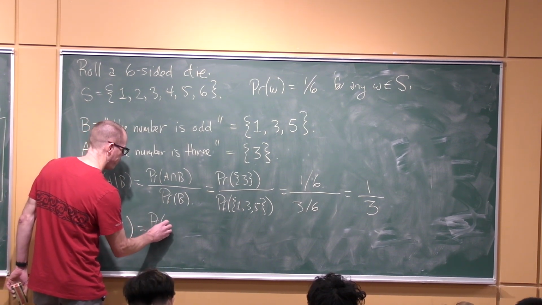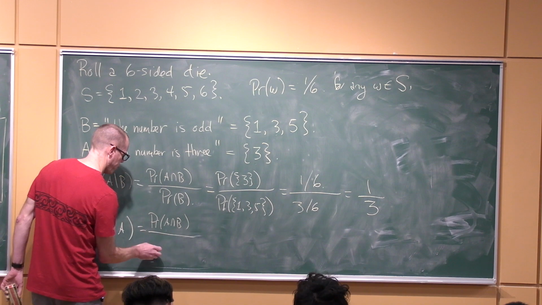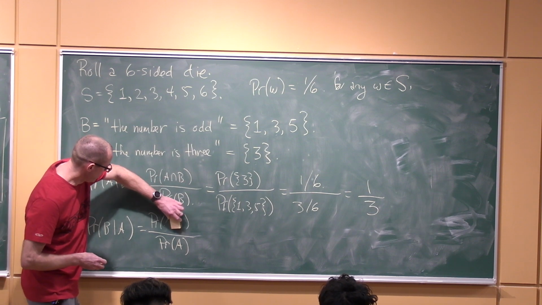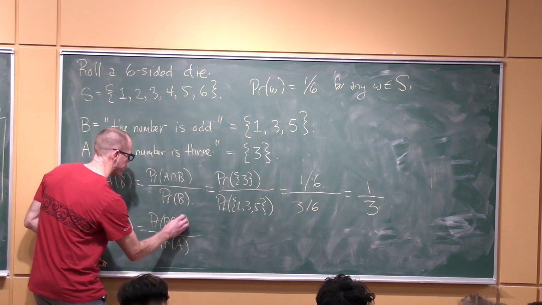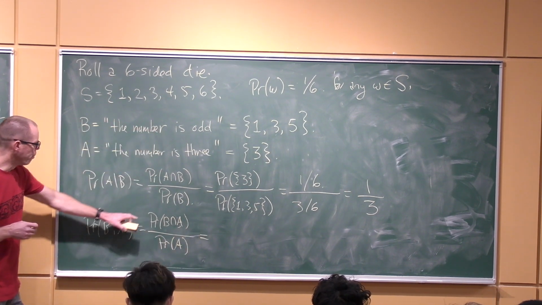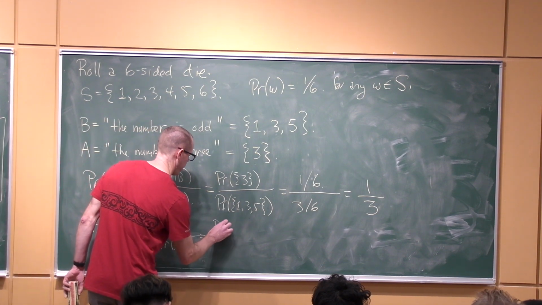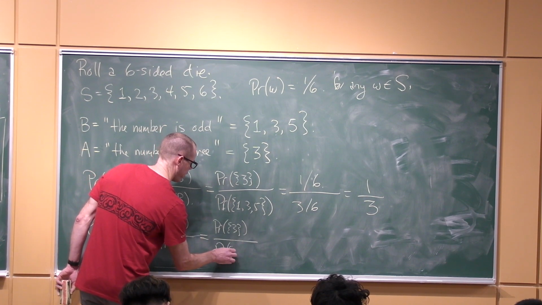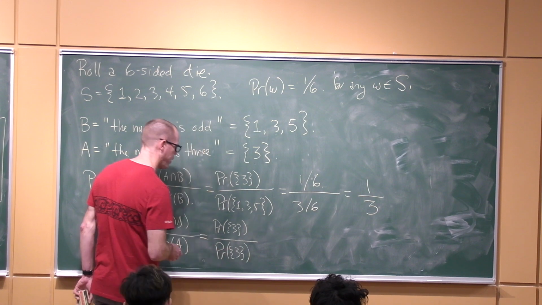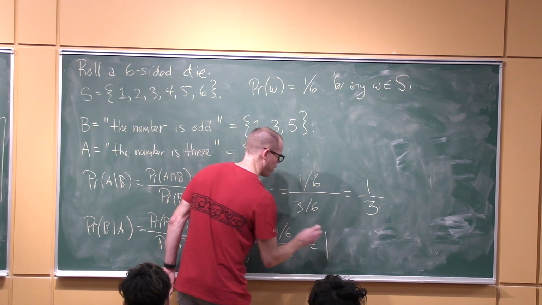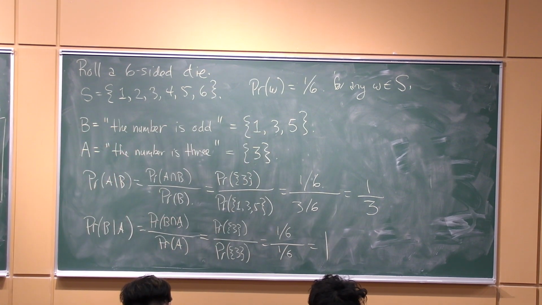So that's the probability of A intersect B divided by the probability of A. Or if you don't like that, I can say B intersect A. That doesn't make any difference. So B intersect A is 3. A is the set containing 3. So we get 1 out of 6 divided by 1 out of 6 is 1. Just like we would expect. If I tell you it's 3, it's definitely odd.